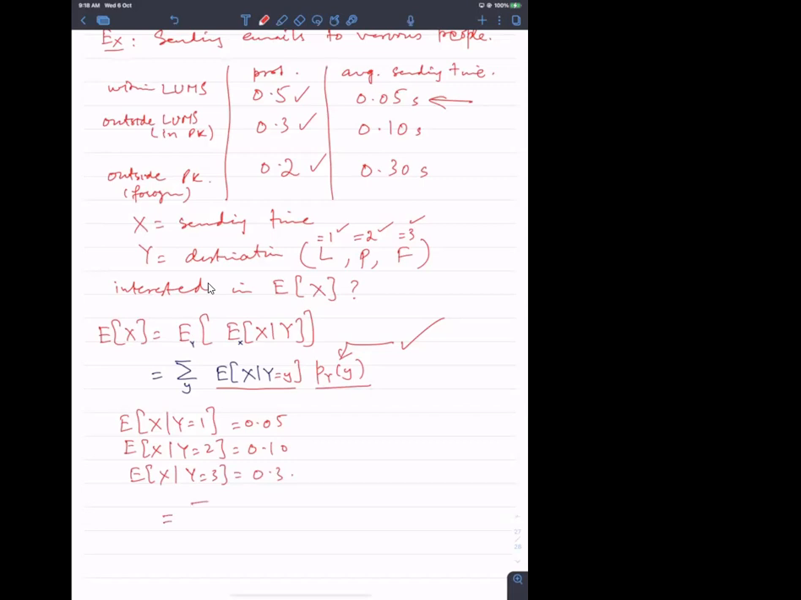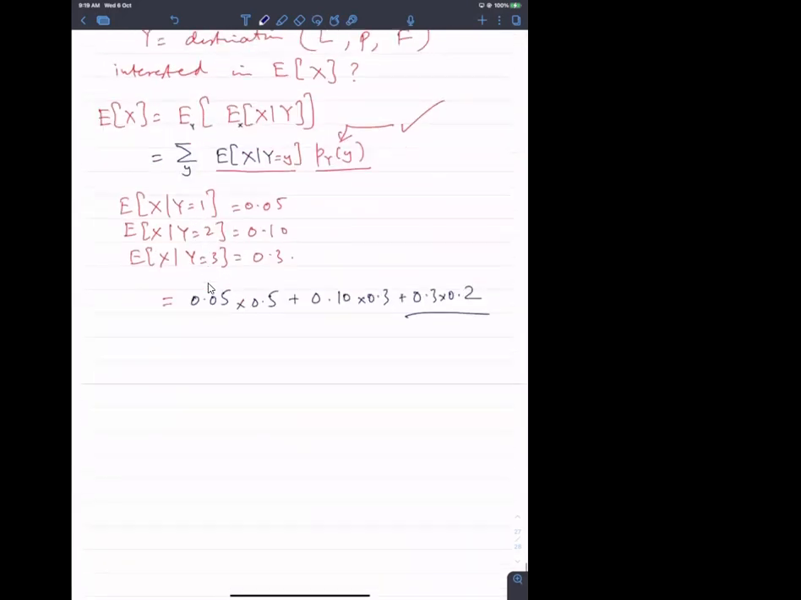So you can find this to be equal to 0.05 into 0.5 plus 0.10 into 0.3 plus 0.3 into 0.2. That gives you the answer. There are two more examples in the notes. Please take a look at those examples as well.